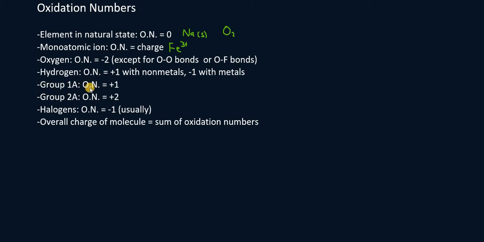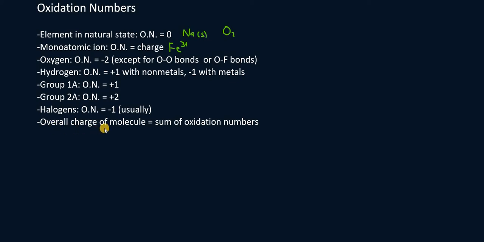Group 1A is typically going to have an oxidation number of +1, and group 1A is hydrogen going down that first column. So sodium, potassium, they're usually going to have a +1 oxidation number. Group 2A, the same logic applies. Oxidation number is typically going to be +2. For the halogens, the oxidation number is usually -1. So the halogens are group 7A: fluorine, chlorine, bromine, iodine. Usually they're going to have a -1 oxidation number, but that can change depending on the context.